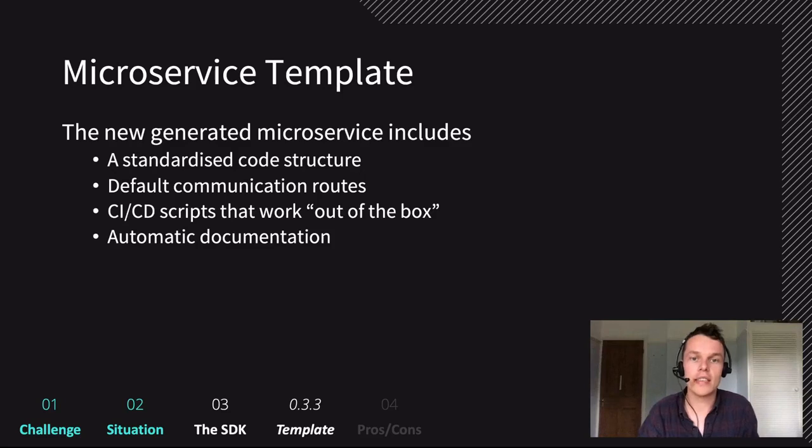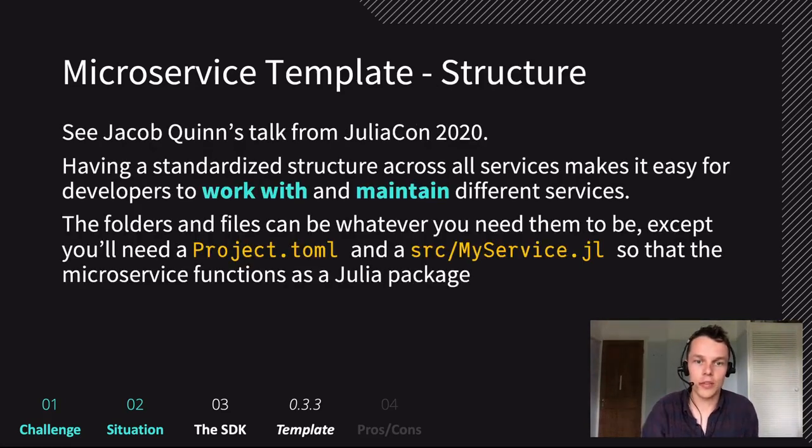The generated microservice contains a standardized code structure in terms of files and folder layout, and some default communication routes and HTTP functionality. It also contains CI/CD scripts that work out of the box for our pipelines and automated documentation. So that means a new service is ready to deploy and run instantly without the developer having to do anything. So let's just talk through these items. So the standardized code structure.